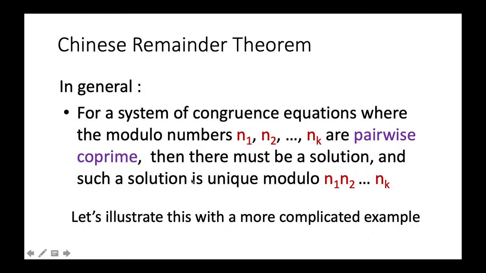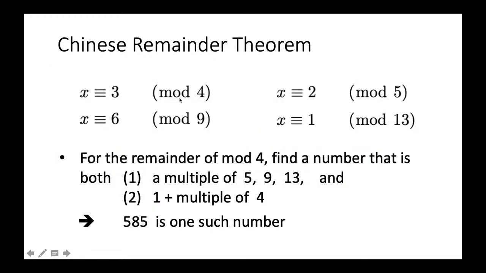Let us illustrate this claim with a more complicated example. In this example, we have a system of 4 congruence equations: x is equal to 3 mod 4, equal to 2 mod 5, equal to 6 mod 9, and equal to 1 mod 13. If you look at these modulo numbers 4, 5, 9, 13, they are all coprime. We don't need them to be prime numbers. 4 is not a prime, 9 is not a prime, so it's okay. As long as these numbers do not have any common factor, it's fine.